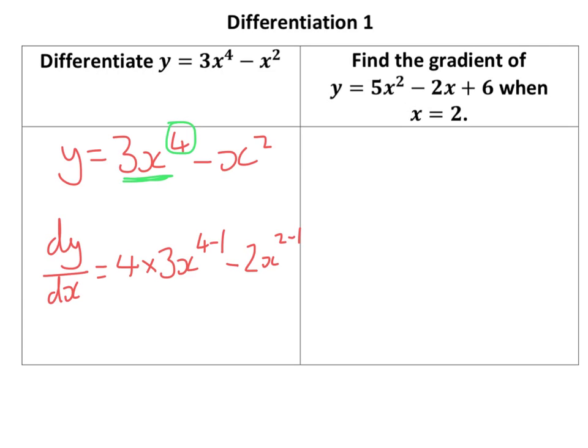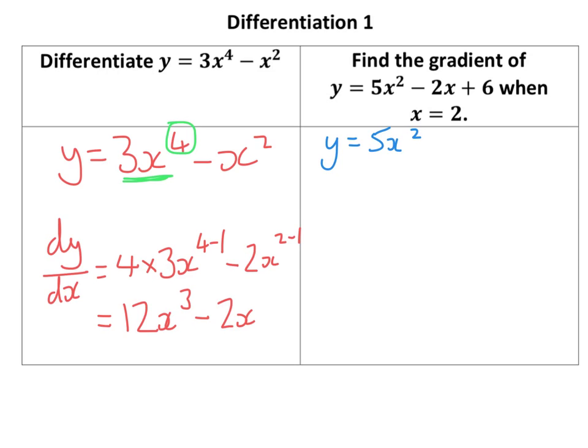Now I'm going to tidy that up, and my 4 times 3 gives me 12x to the power 3, or x cubed, minus 2x to the power 1. I'm just going to leave that as 2x. Alright, so if we do a similar thing over here, I'm going to have to squash it up a little bit.